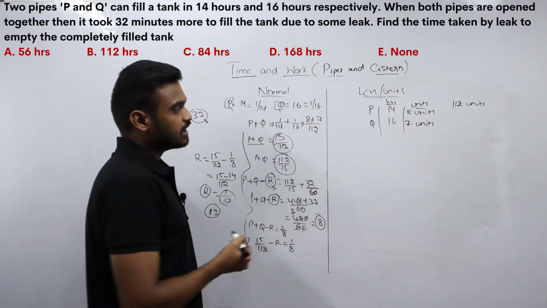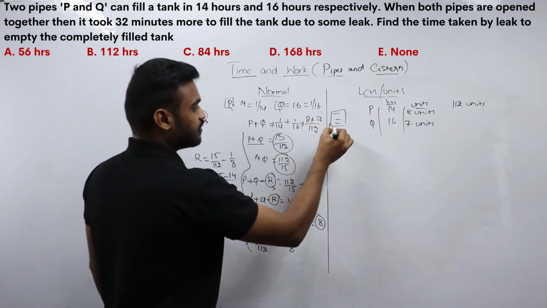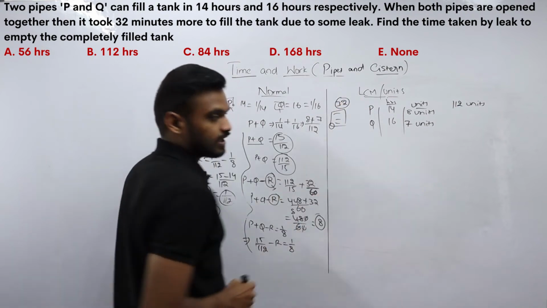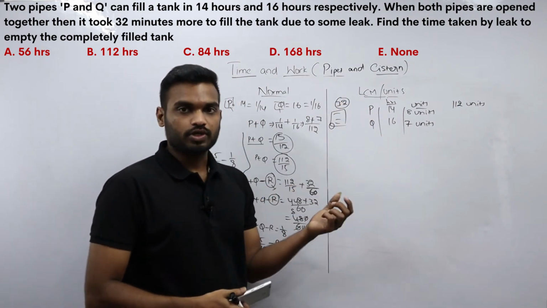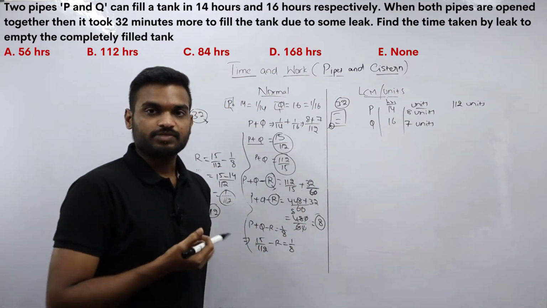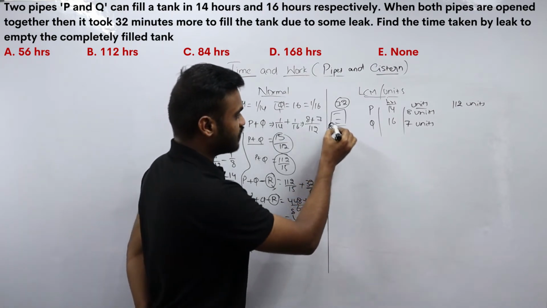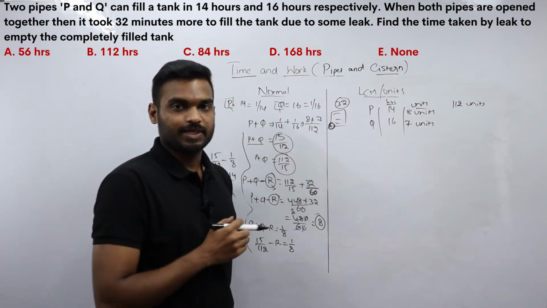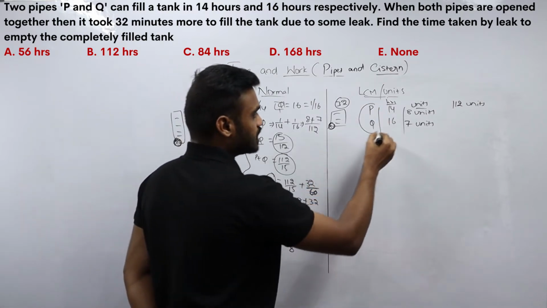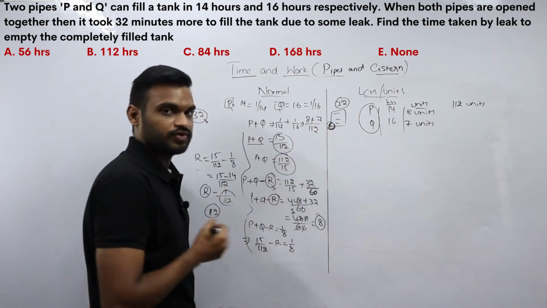Now they are saying that due to some leak in the tank, if both pipes are open together, it is taking 32 minutes more time than expected to finish the entire tank. Now we need to find out the total time taken for this leak to finish the entire tank. First of all, we need to find out the P plus Q total time taken to finish the entire tank.